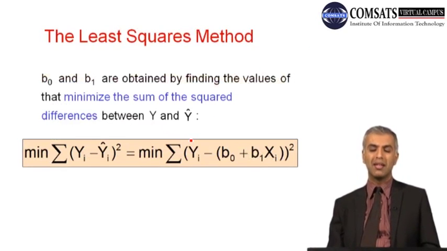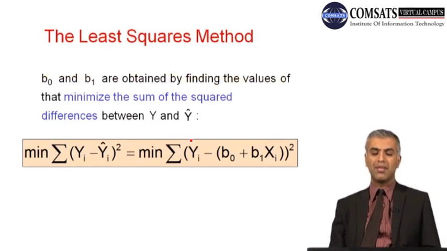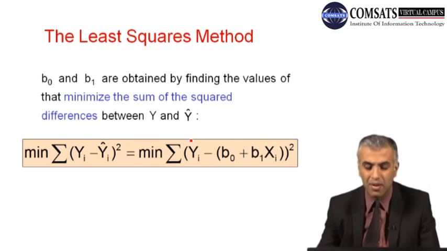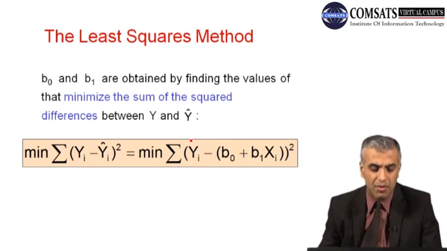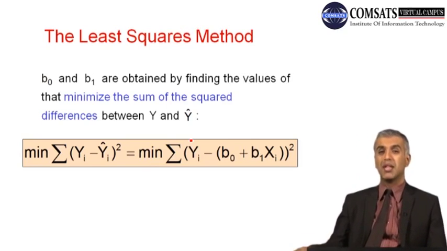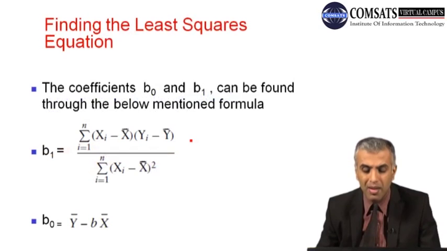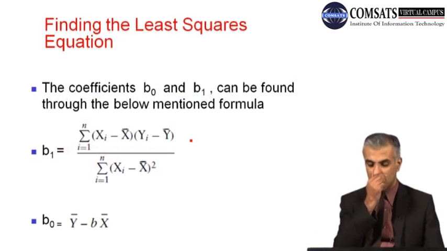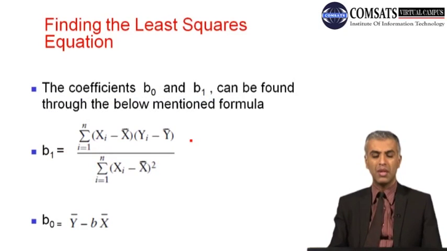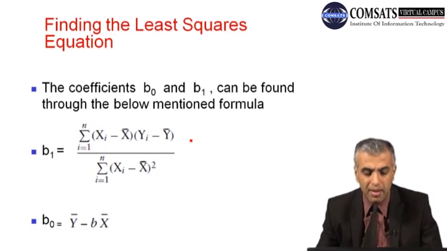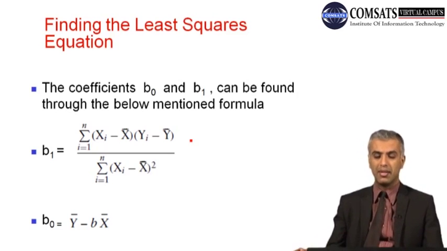And in this least square method, B0 and B1 are obtained by finding the values that minimize the sum of square differences between y bar and y i. So least square method is most commonly used, very effective. The formula is written here, and based on that we can also calculate the B0 and B1, and the B1 formula is written here, so it's easier for you to calculate these B0 and B1, and then you can deploy it in the equation which is required.